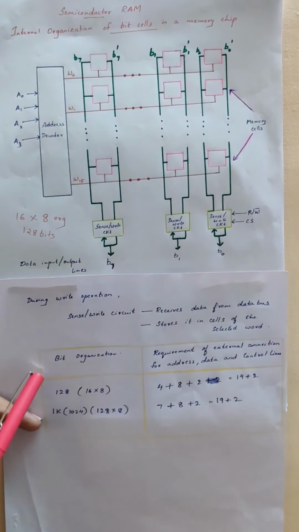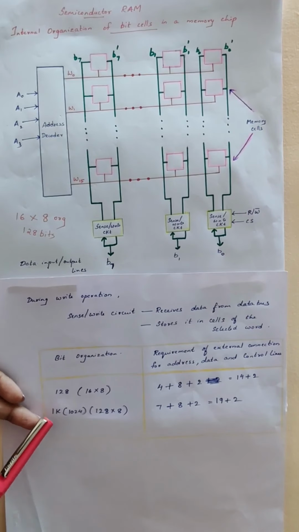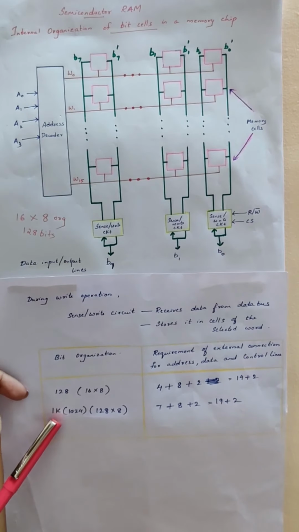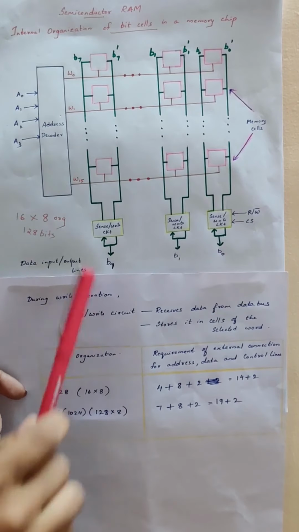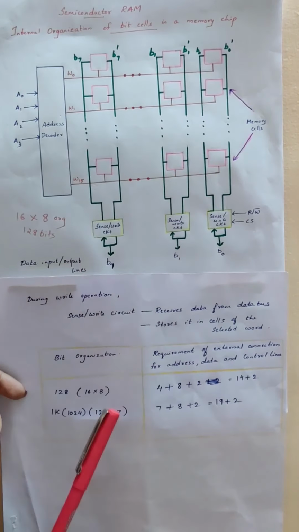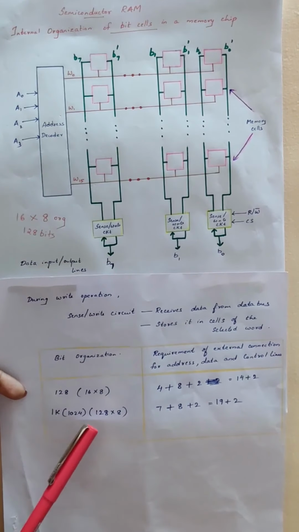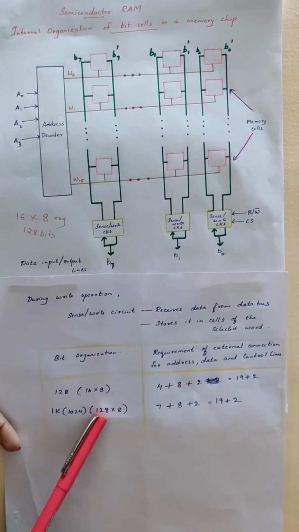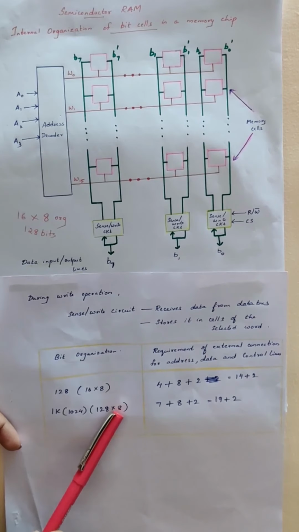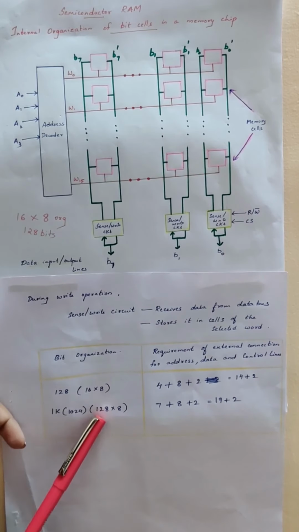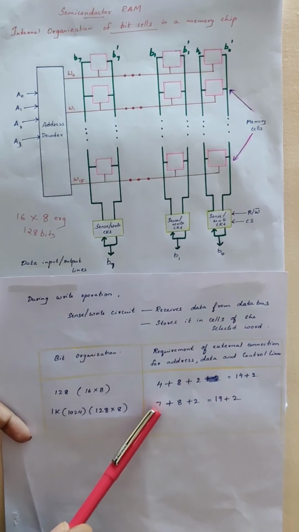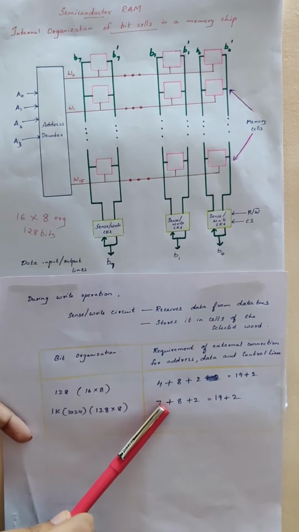Take another example where you have a memory organization where you have 1 kilobits of memory. 1 kilobits means 1024. So again, if each word line stores 8 bits of information, then how many word lines do you require? 128 word lines, where each word line stores 8 bits of information. To represent 128, it is 0 to 127. To represent 127, how many bits do you require? You require 7 bits.